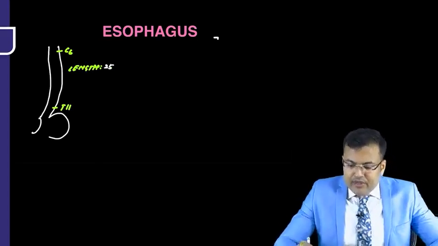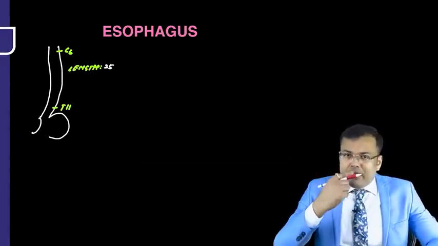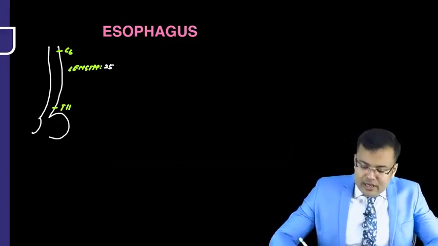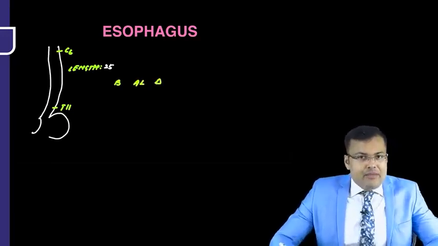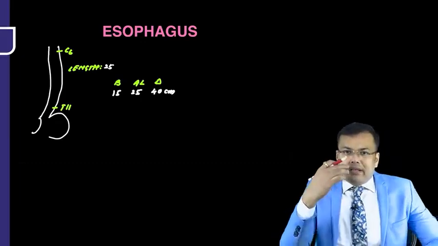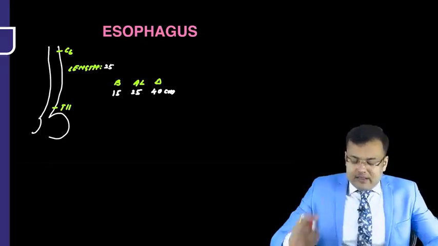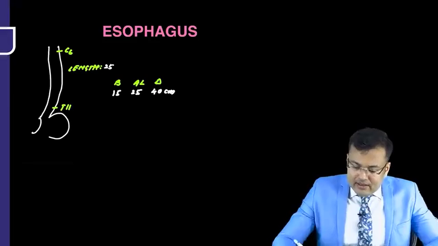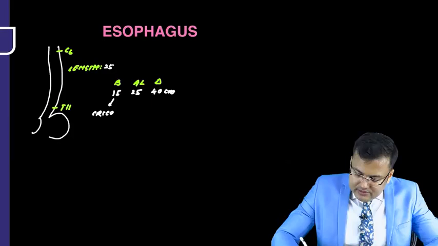Another important point: if we perform upper GI endoscopy, there are 3 narrowings from the upper incisor. What are the locations of those 3 narrowings? Mnemonic is BALD. B means beginning, at the cricopharynx. So this is 15, this is 25, this is 40 centimeter from the upper incisor. Beginning means which part? This is the cricopharynx.